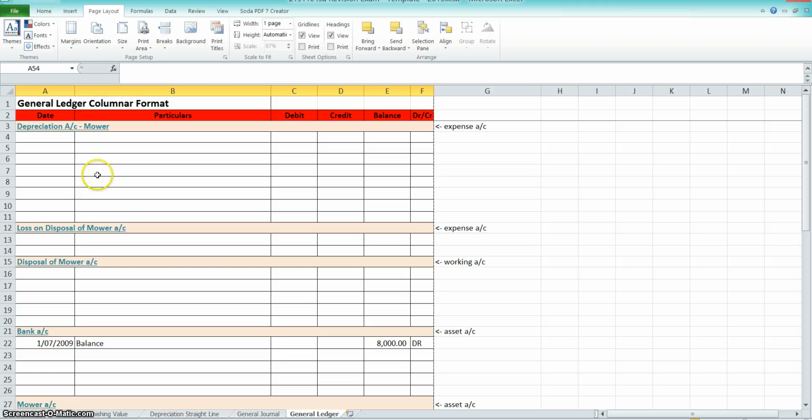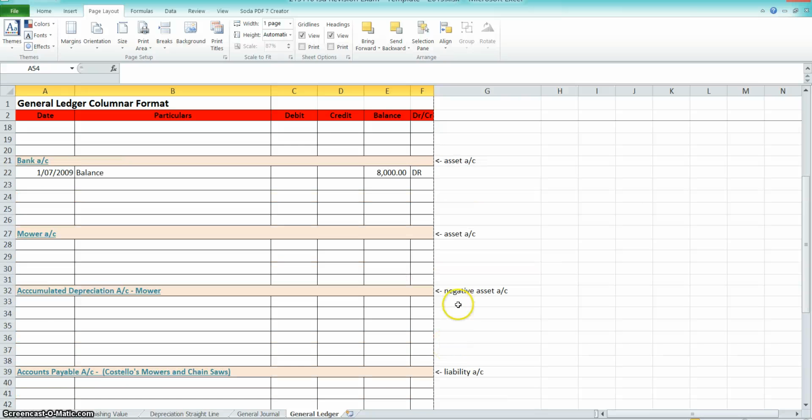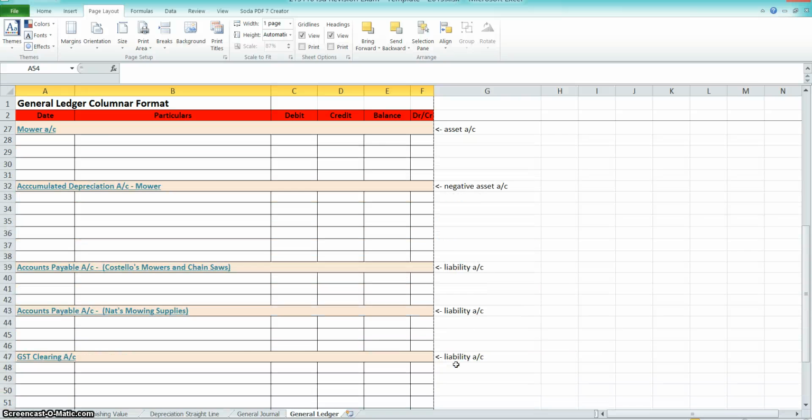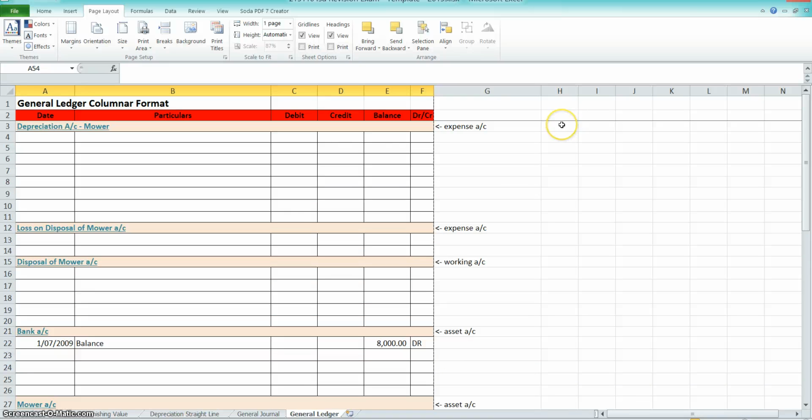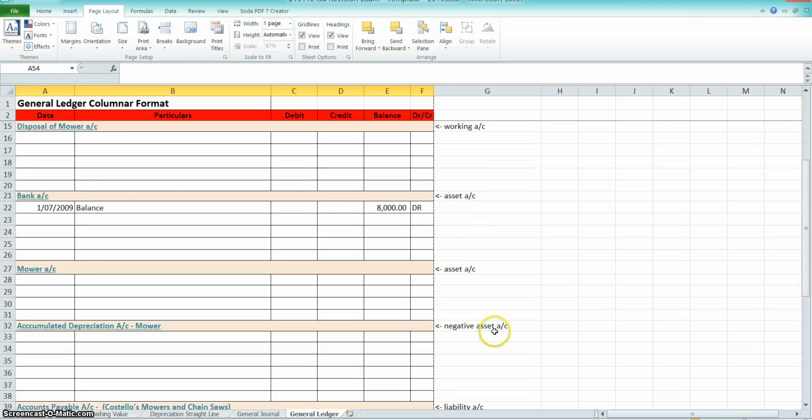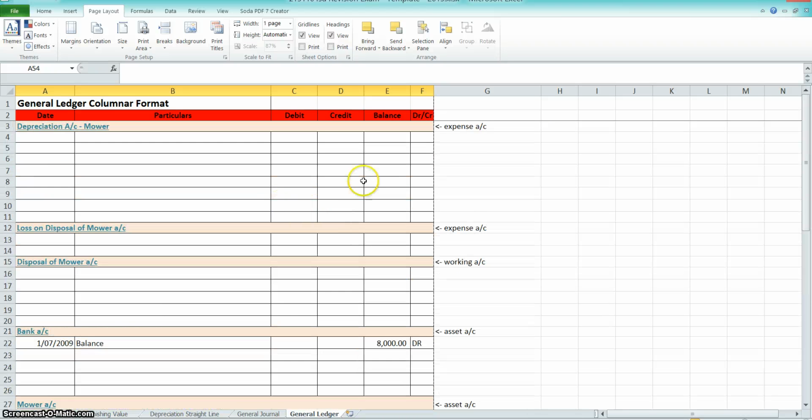So here we've got the ledger. If you look out to the side, I've put the names of each, or the type of each account. So we've got expense accounts, asset accounts, negative asset, liability, etc. So if you remember that an expense account has a debit, assets are a debit, liabilities are a credit, it'll help you remember which debit or credit side you're putting it in.